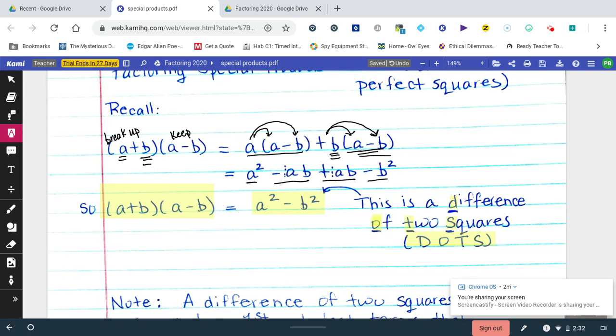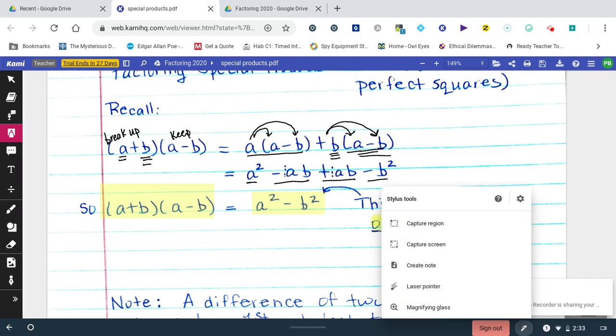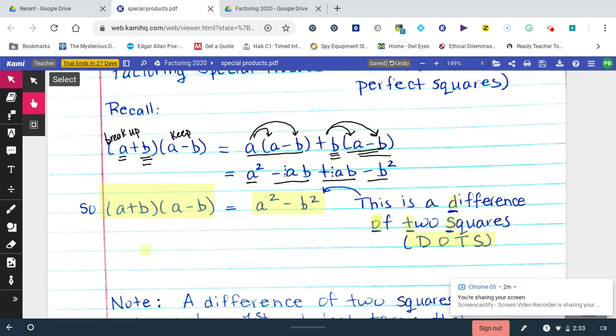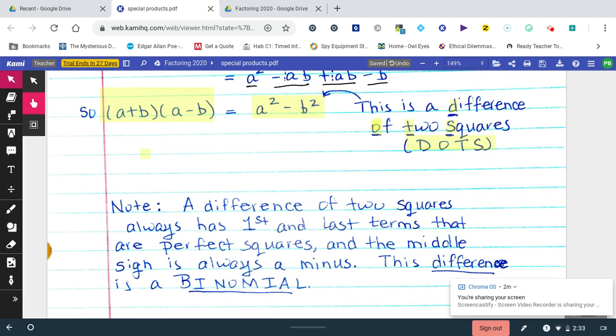If I say difference, it has to be a minus in the middle. It can't alternate between positive and negative in the middle. It has to be a minus in the middle if I say difference. All right, so let's look at this note. It says a difference of two squares always has first and last terms that are perfect squares, and the middle sign is always a minus. So it can't help but have a minus because we have a difference. This difference is a binomial, okay? So whatever that difference is, it's just going to involve two terms. That's what binomial means.